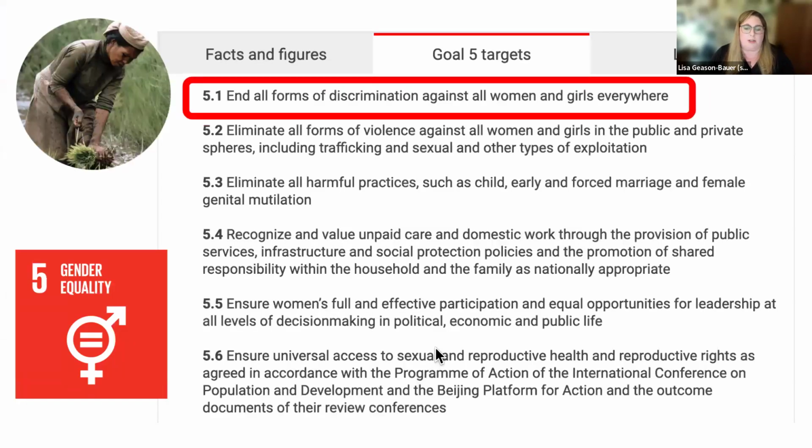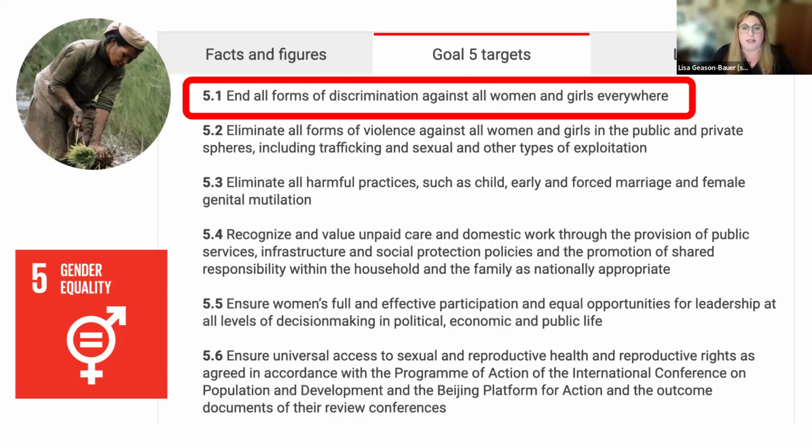Here's another example of a sub-target. This is for goal number 5, which is gender equity. And the very first one up here, which I have circled in red, is end all forms of discrimination against all women and girls everywhere. This is very important if you're in a business, because the reality is we still have a gender equity pay gap in the United States, and in developing countries, I think it may even be worse.